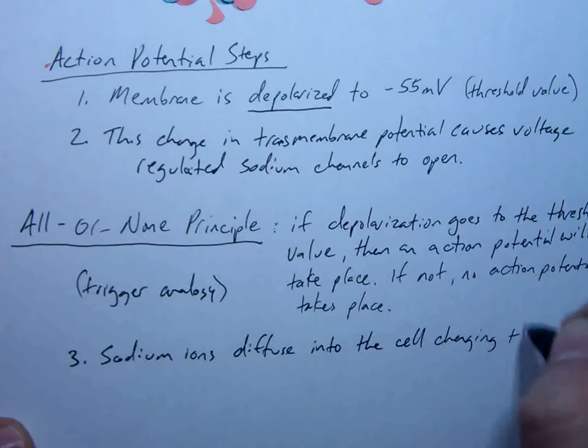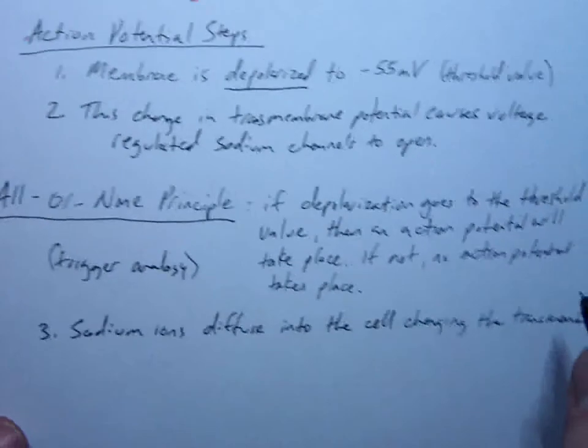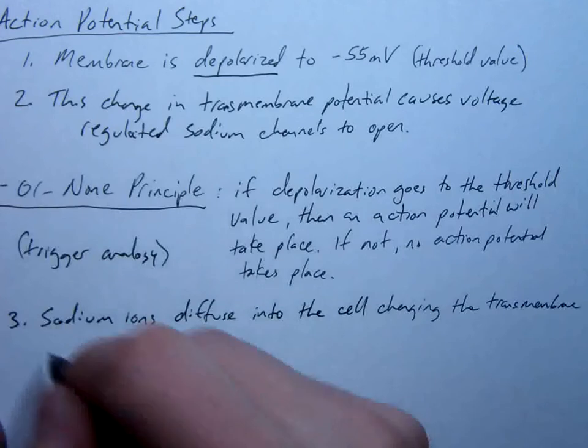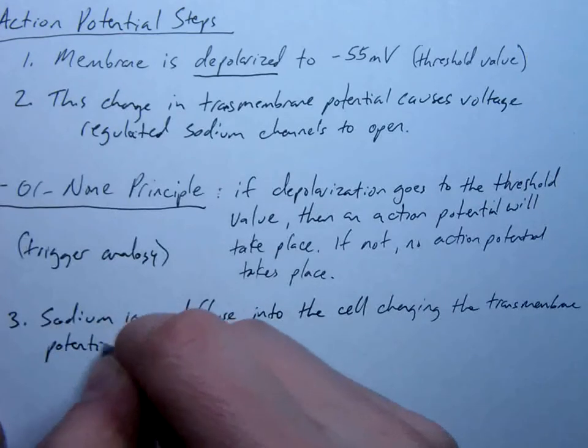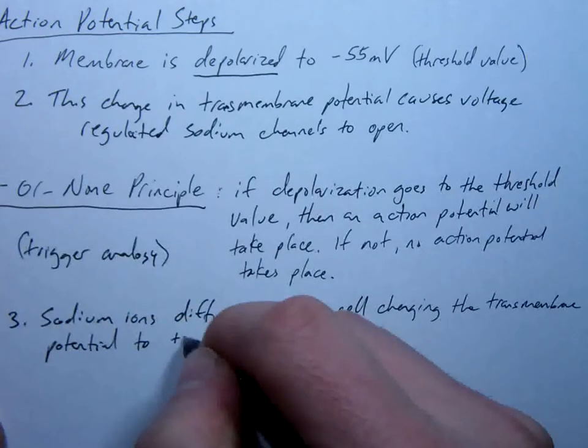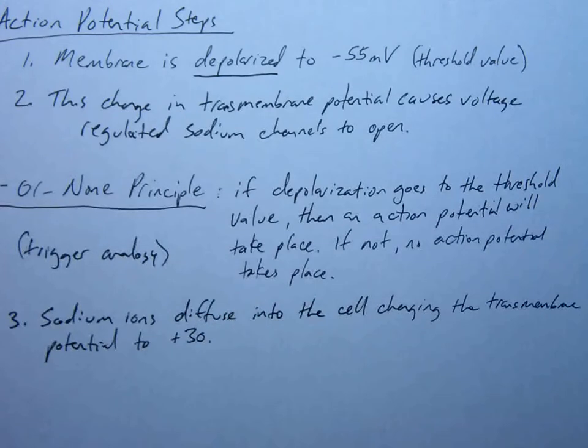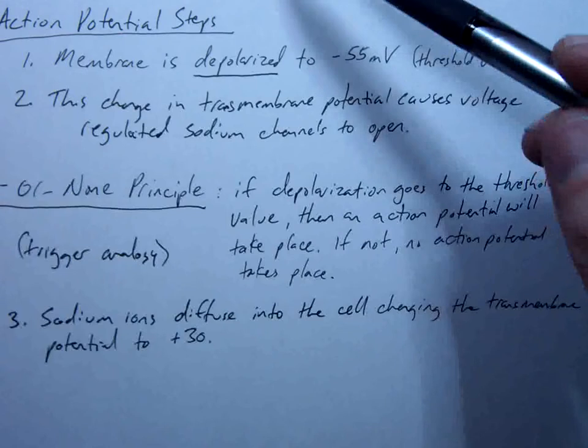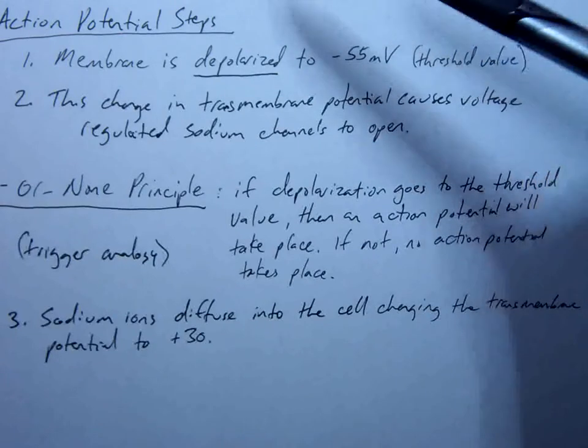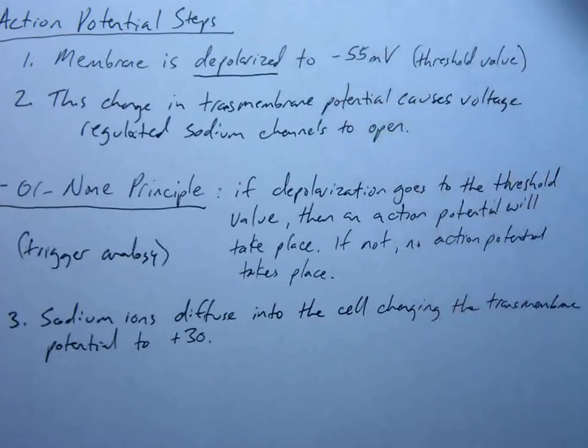Changing the transmembrane potential to plus 30. So we go all the way from minus 55 to plus 30. All the way even into the positive range, which means that now we have more positive charges on the inside of the cell than we have on the outside of the cell, which is why it's depolarized. Okay.